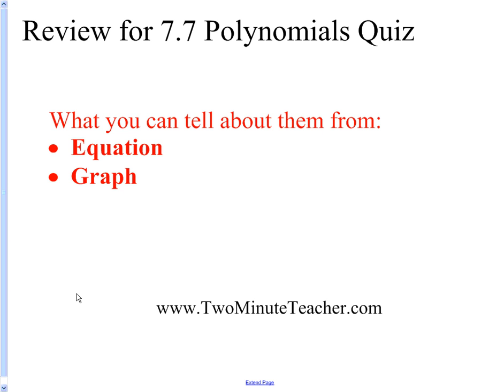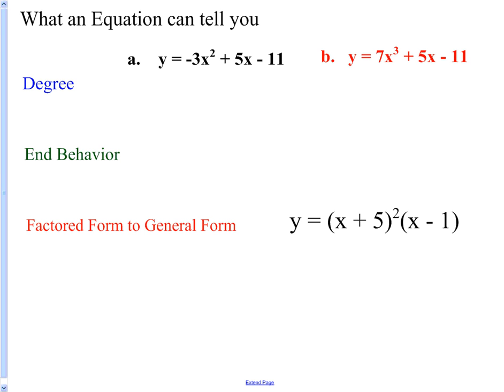Okay, so we're reviewing for a little quiz on polynomials we're going to have tomorrow. And the main two topics we're talking about are if I give you an equation, what are you supposed to know how to do? And if I give you a graph, what are you supposed to know how to do? On the equation side, if I give you an equation like A or B there, you should be able to tell me the degree and you should be able to tell me the end behavior just by looking at the equation, no graphing.